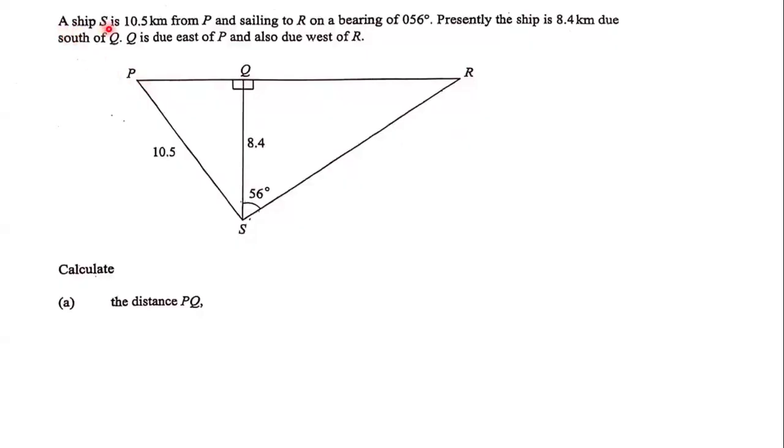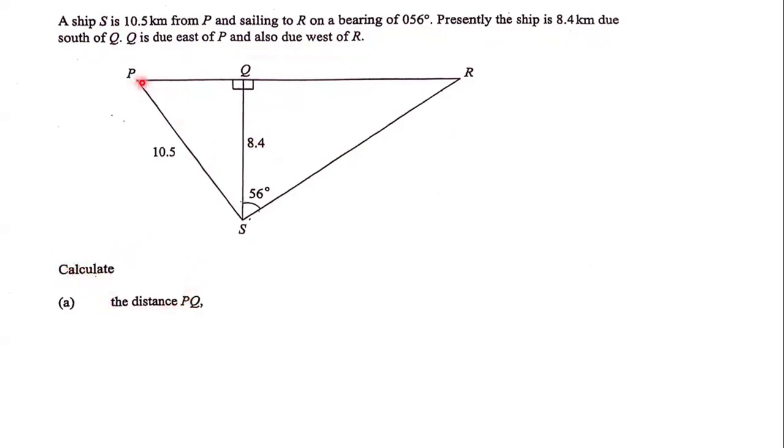A ship S is 10.5 kilometers from P and sailing to R on a bearing of 56 degrees. Presently, the ship is 8.4 kilometers due south of Q. Q is due east of P and also due west of R. And so here we have a diagram, and our goal is to calculate the distance PQ.